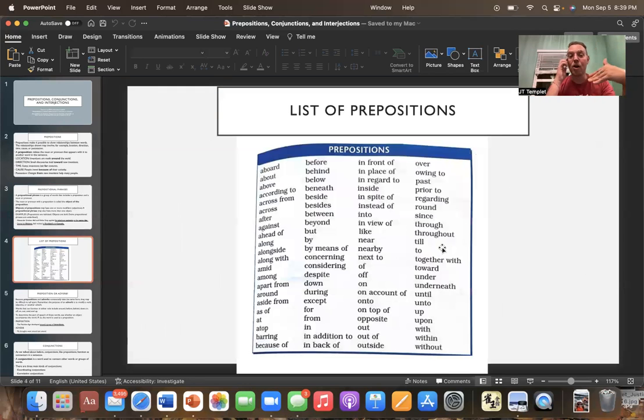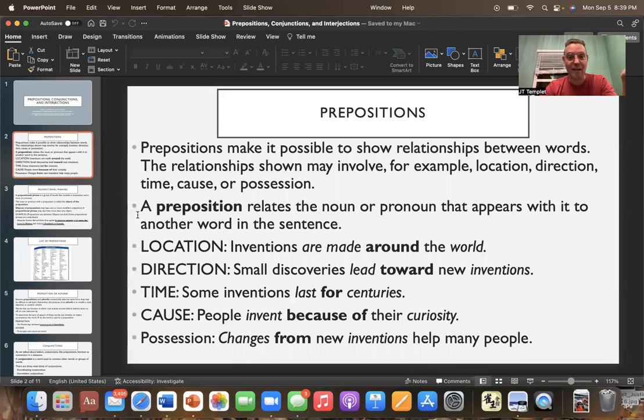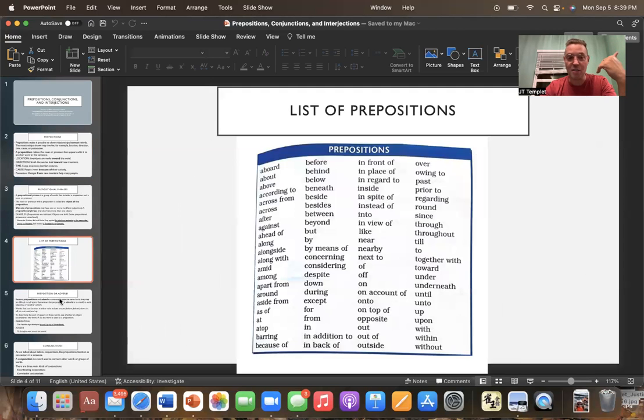I included a list here of prepositions. I'd highly, highly recommend you look through these. I'm not going to read them all to you. Because anytime, if we just look at certain ones, they're giving us all of those things, right? Location, direction, time, and cause.